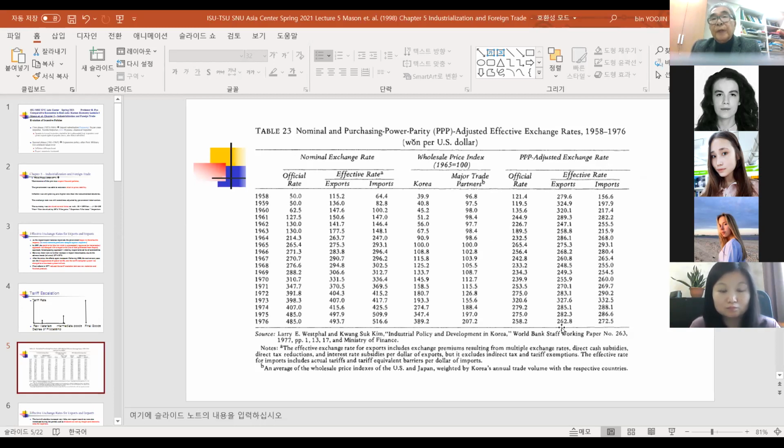So the effective exchange rate is lower than, for example, this nominal exchange rate. Why is it lower? Because it is price adjusted. Okay.